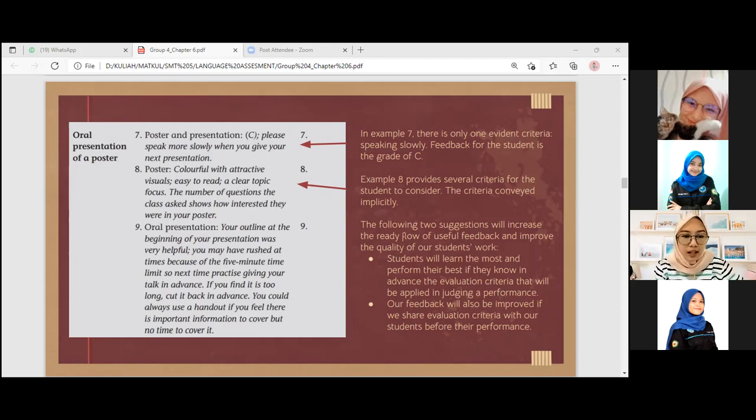And besides that, engaging our students in the identification of criteria to be applied in the evaluation of a performance supports their self-awareness, goal setting, self-assessment, and ultimately the quality of their work. It also makes our work as teachers or assessors easier because we have spelled out in advance of the performance exactly what we will be looking for.